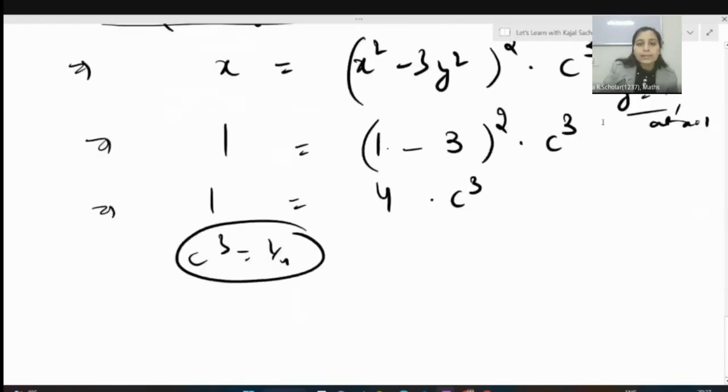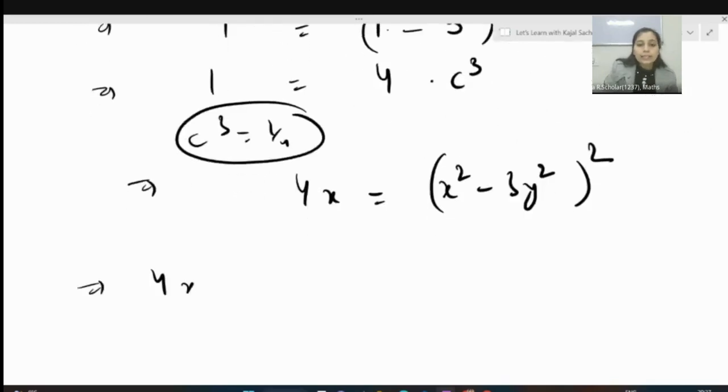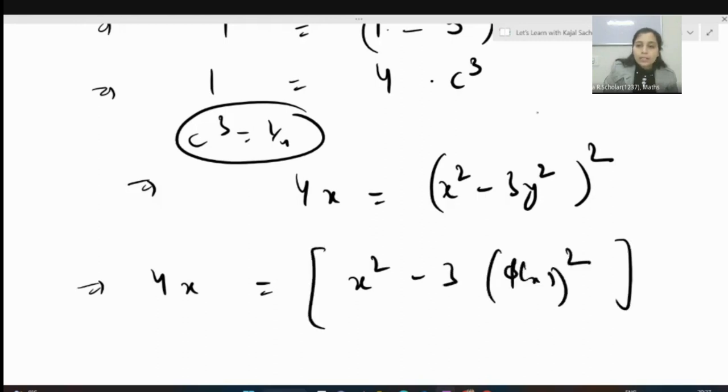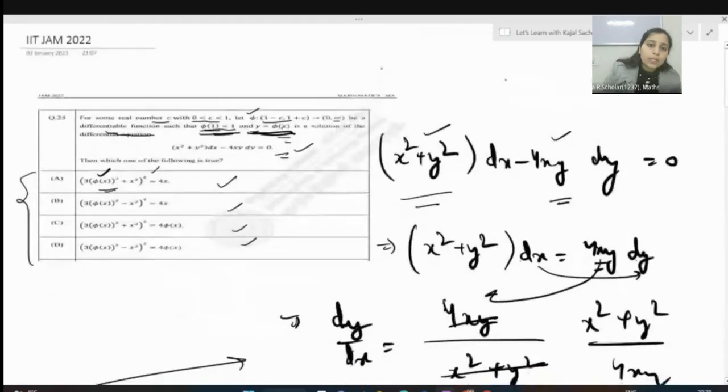We can write this as c cube is equal to 1 upon 4 gives you 4x is equal to x square minus 3y square whole square. And after substituting y is equal to 5x, x square minus 3 5x whole square. So from here we get one of the options. Just taking minus common from here, there will be no effect as minus 1 whole square is plus 1. So the option number second matches with this. We can see from here, the option number second is here 4x, which we want.